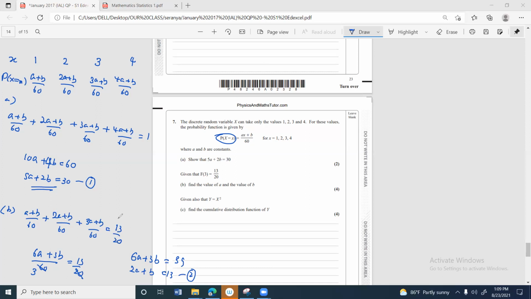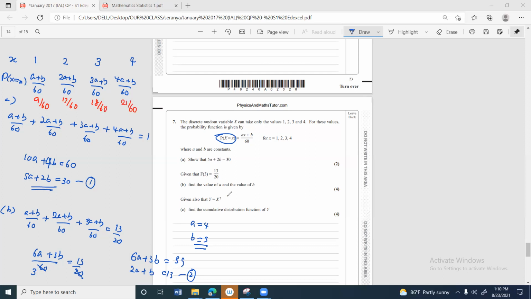I will just do it. It's 5, 2 and 30. The other is 2, 1 and 13. It turns out A equals 4 and B equals 5. Okay, right, that's what you get. Then, what happened to these individual probabilities? This is A plus B divided by 60, which is 9 over 60. This is 8 plus 5, 13 over 60. Then 3 into 4 is 12, 12 plus 5 is 17 over 60. 21 over 60 is the answer for this one.